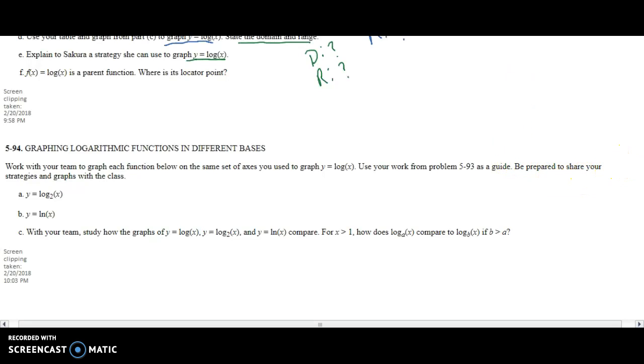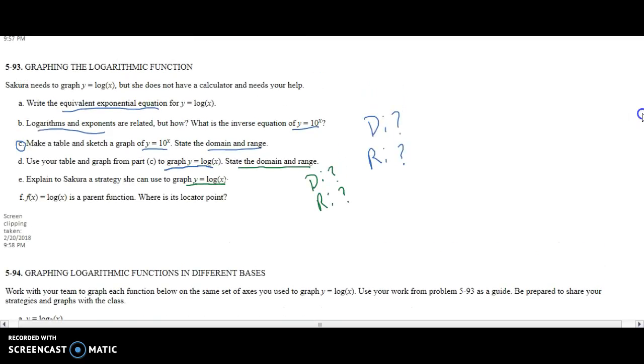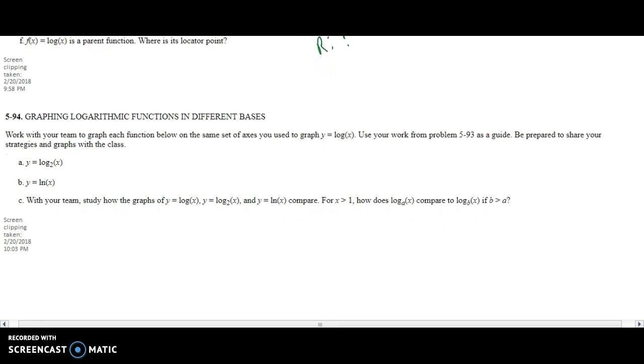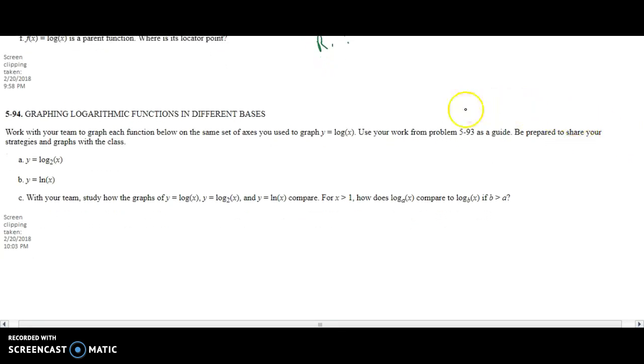So you can use the work you just did in 93, and using that work, you can hopefully do some transformations here to help you do this. Right, so 94, let's pay attention to what it's asking. It's asking us to graph each function on the same set of axes as we did in that problem from 93, right?